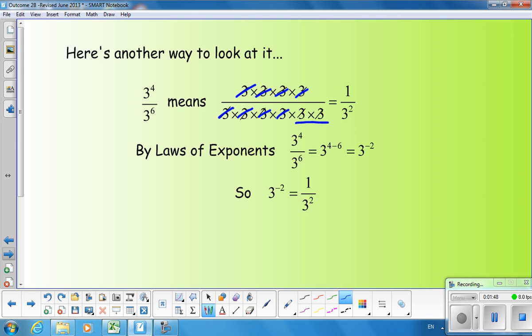Our laws of exponents say 3 to the power of 4 divided by 3 to the power of 6, we would subtract our exponents. So 4 take away 6 will be 3 to the power of -2. That means that 3 to the power of -2 has to be equal to 1 over 3 squared.